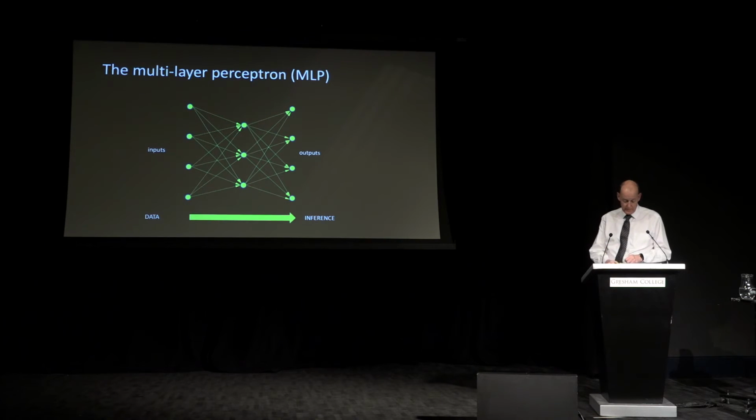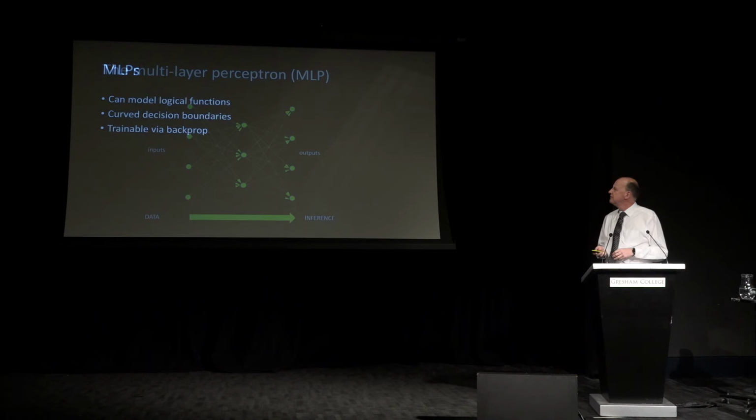The innovation, really, was the way of training these things, because it hadn't been clear how to train them. And the innovation was an algorithm called backpropagation. What backpropagation allows us to do is to measure the errors here and share a little bit of the error back down this network. And the reason that works is because of the knob twiddling analogy.